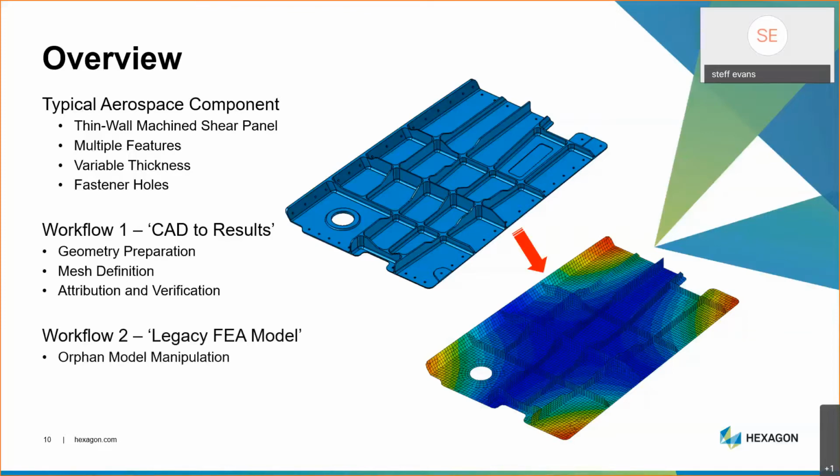Okay, we're going to look at a second workflow as well, and some of the tools that you may or may not be aware of in Apex, looking at a legacy FEA model and what we call orphan model manipulation. This is the situation where you've got maybe a legacy Nastran or legacy FEA bulk data file, and you can bring that into the Apex environment and manipulate it with no geometry in there whatsoever. Okay, so just a couple of approaches that we're going to work through today.